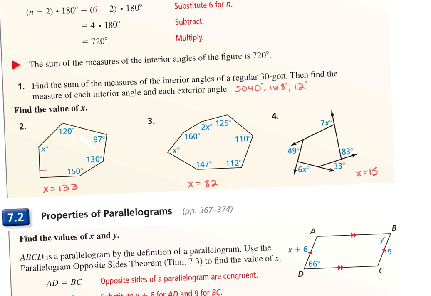So remember from 7-1, it's all the formulas, right? First of all, you got to know the names, and then all the formulas: interior, exterior, each interior, each exterior.